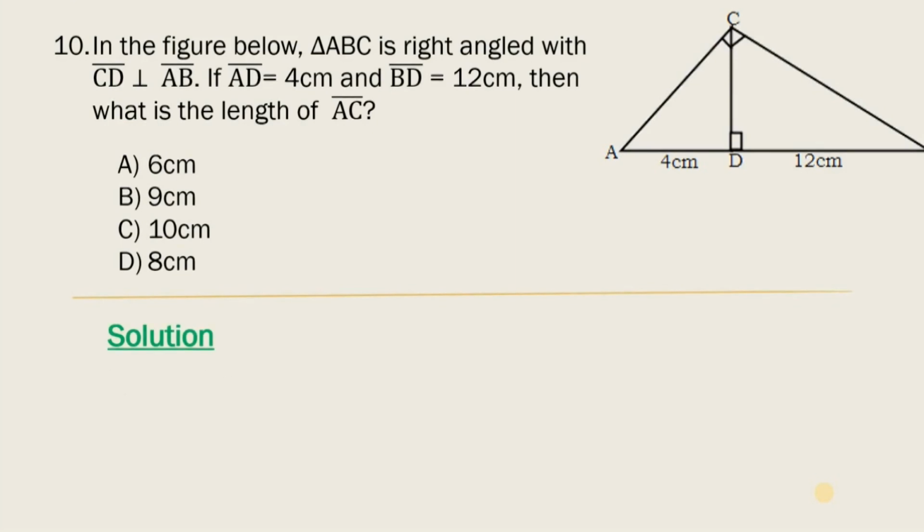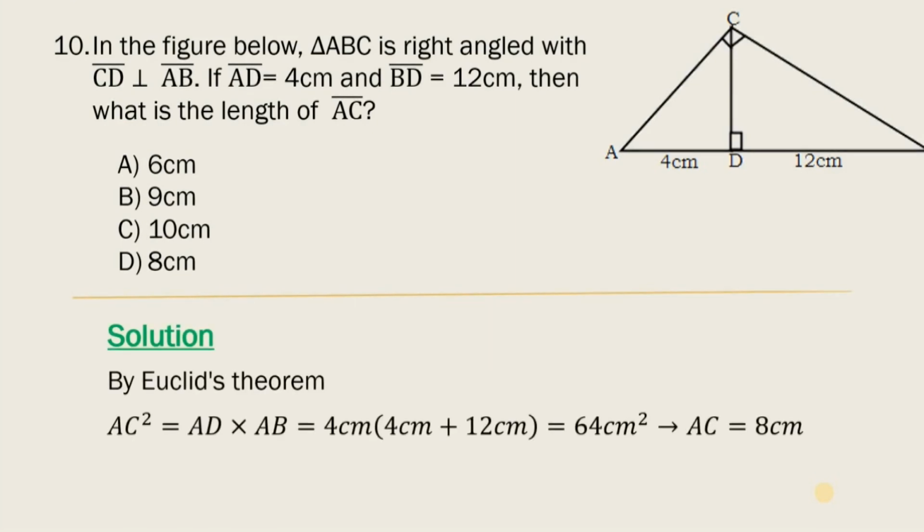Here's the solution. By Euclid's theorem, AC squared equals AD times AB. AD is 4 centimetres and AB is 4 plus 12. So 4 times (4 plus 12) is 64 centimetres squared, which means that AC is 8 centimetres. So the answer is D, 8 centimetres.